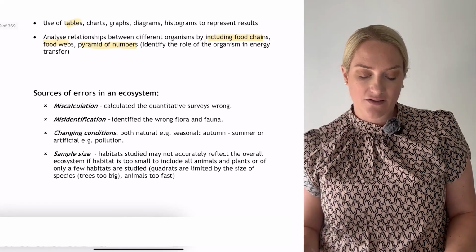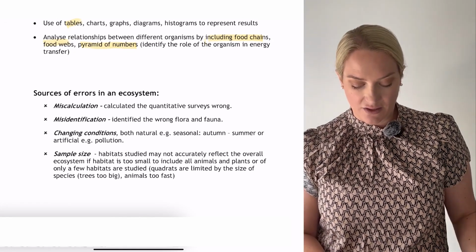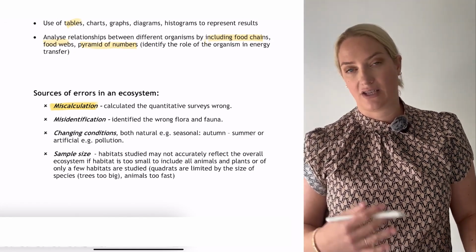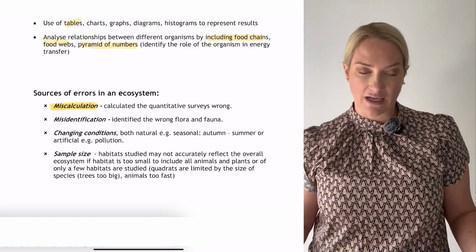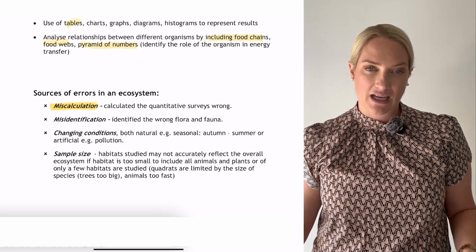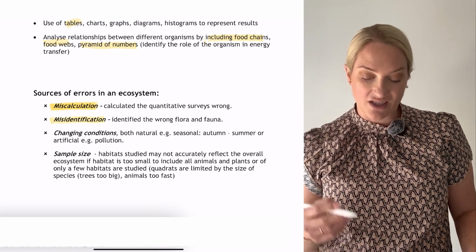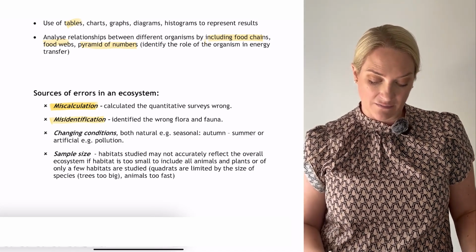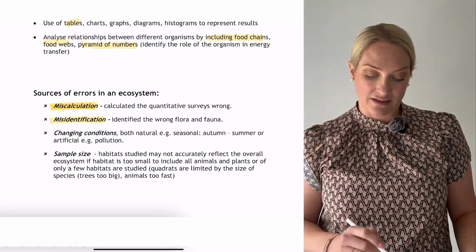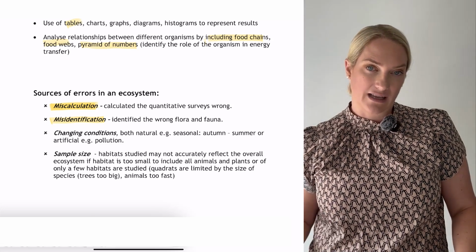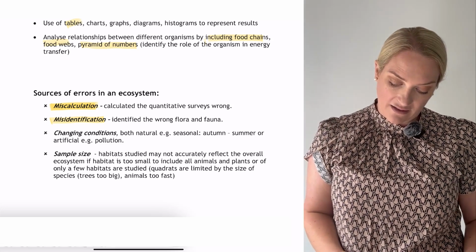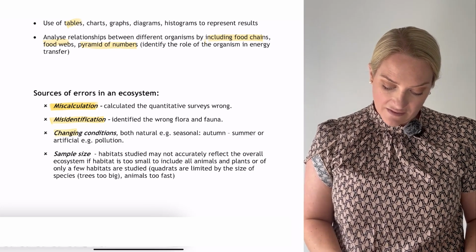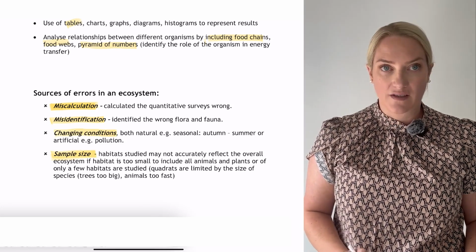Now, they may ask you about sources of error, and the two that I would teach my students are miscalculation, very easy. So you calculated something wrong. You don't need to let them know that, just say miscalculation if you're asked for a source of error. A second one is misidentification. You didn't use the key or you identified the wrong organism. You don't need to say that. So just misidentification or miscalculation. I would know those two. Other possible sources of error are changing conditions, so types of seasons, and there could be sample size.